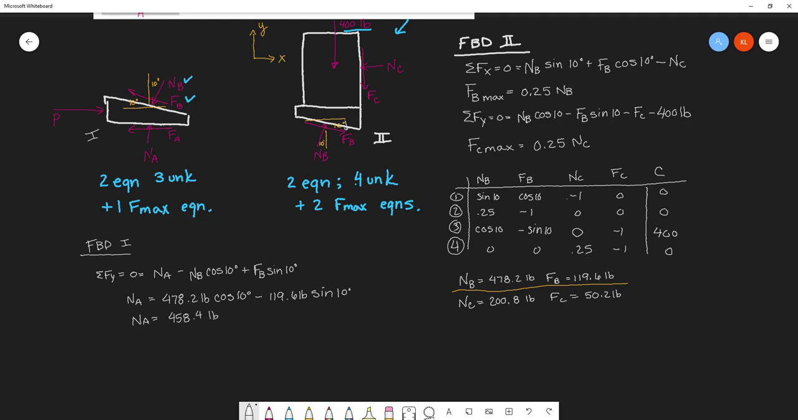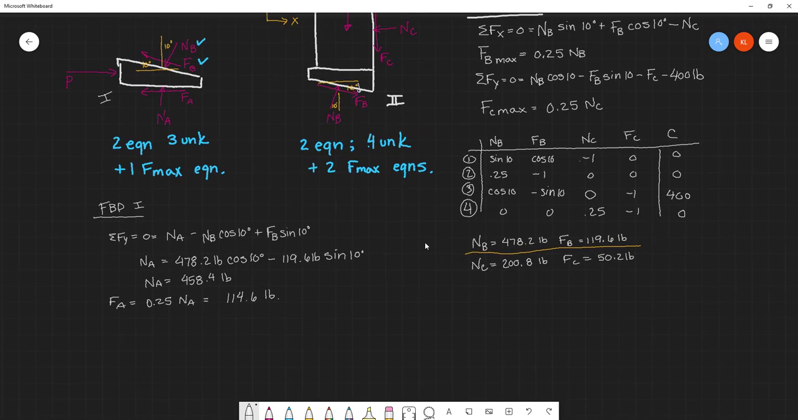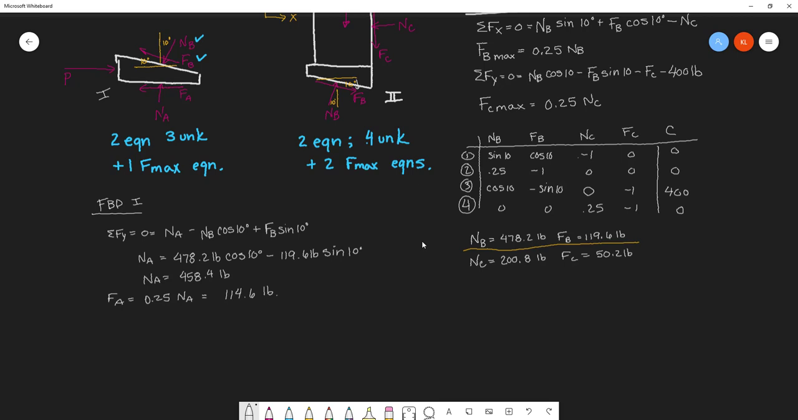And that makes sense. It should be pretty close to the normal force in B in this case, because that's where most of that impact is coming from. I can also write here that the friction force at A is going to be at impending motion, so it's going to be 0.25 times the normal force at A, or it's going to equal 114.6 pounds. At this point, if I slide up just a bit, I'm going to write one more equation.